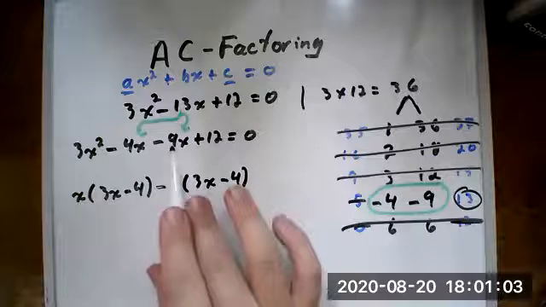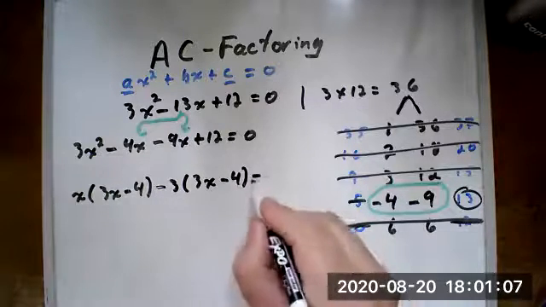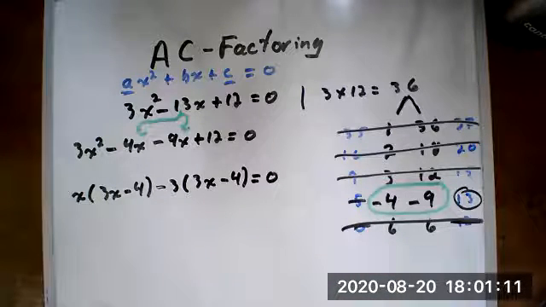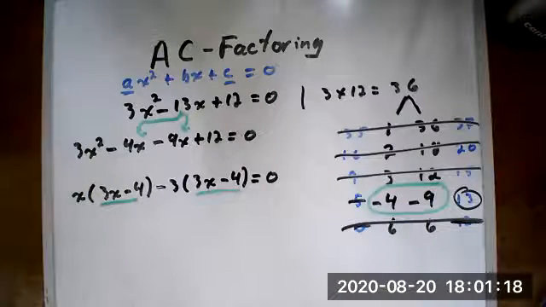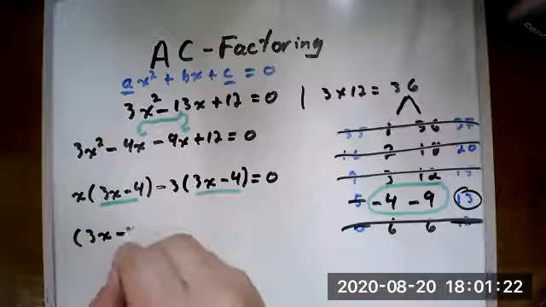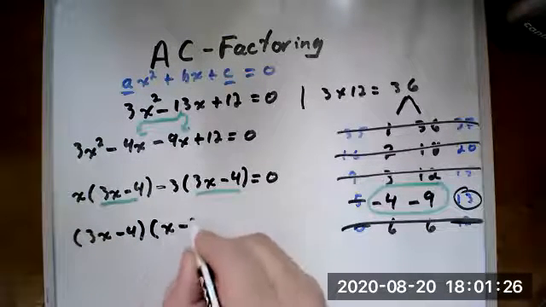Negative 3 times 3 is negative 9. Negative 3 times negative 4 would get me back to 12. Good. Now, my 3x minus 4 is the term that I have in common, so it can be factored out. And then my other term is what's left.